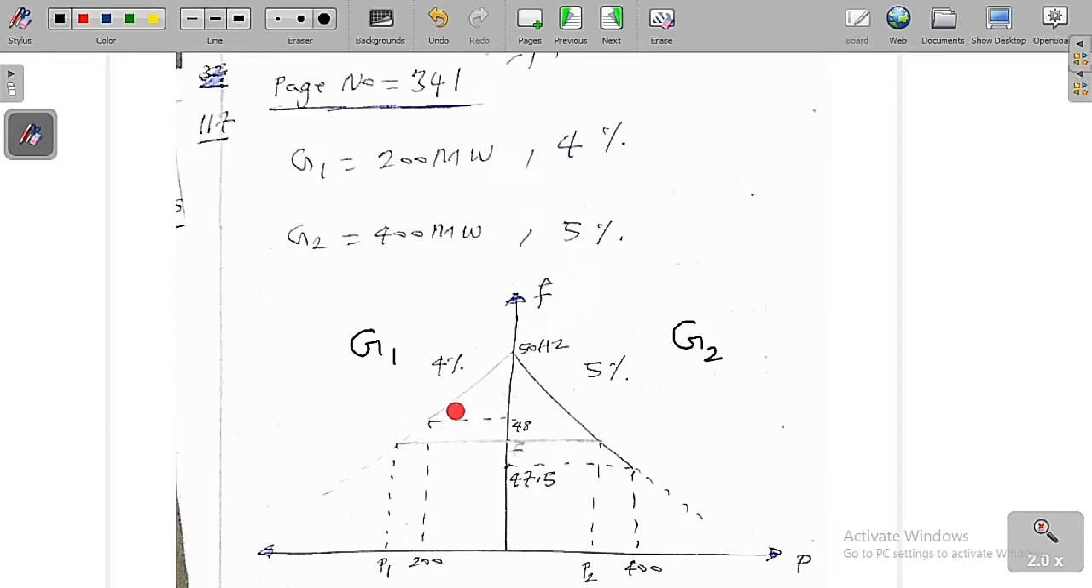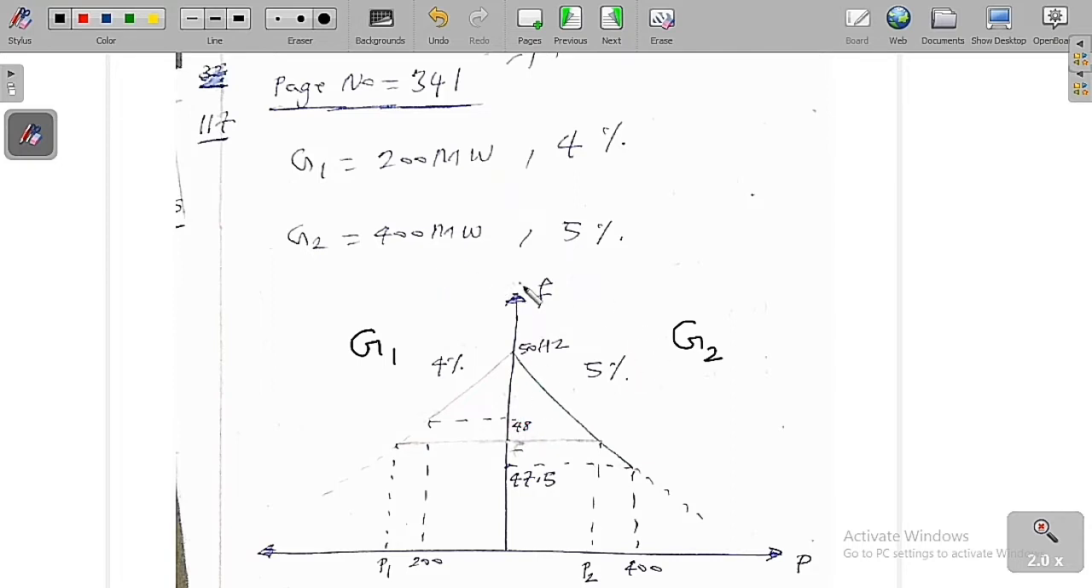A drop of 4% means the remaining is 96%, so 96 by 100 into 50 is nothing but 48. So 48 Hz means at 200 megawatt, the frequency of the system is 48 Hz for generator 1.